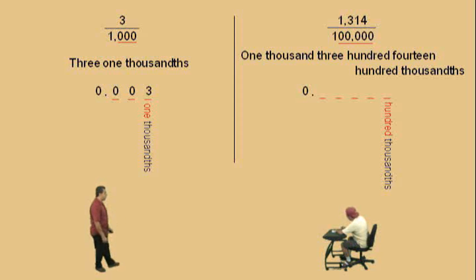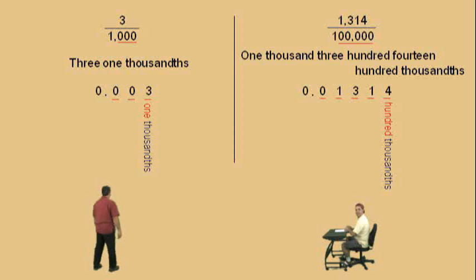Very nice there, Charlie. Now, how many 100,000ths do we have? 1,314. That's right. And we put that zero for the placeholder. And there is our fraction written as a decimal. Very nice there, Charlie. So let's do another one.